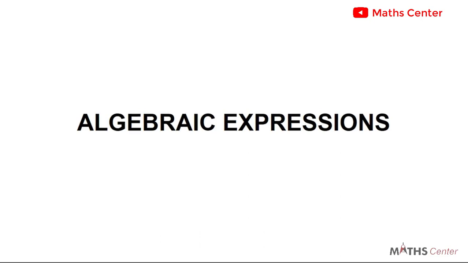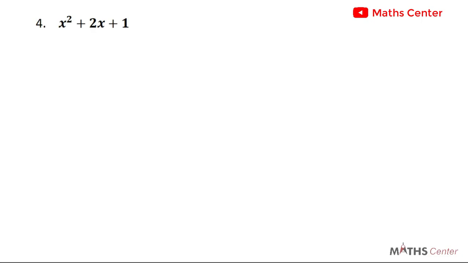The topic we are treating today is algebraic expressions. In the previous video, we learned how to factorize quadratic trinomials and we took some examples on it. In this video, we are going to continue solving examples on quadratic trinomials. So we begin with the fourth example. We have x squared plus 2x plus 1, and we are being told to factorize this trinomial.